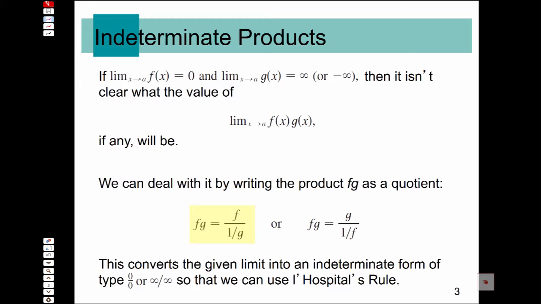In the first case, our indeterminate product turns into an indeterminate quotient of the type 0 over 0 because f approaches 0 as x goes to a, and 1 over g approaches 0 as x goes to a because g is getting larger and larger. Rewriting the product as we have in the second case, we have an indeterminate form of the type infinity over infinity because g is approaching infinity as x goes to a, and 1 over f is also approaching infinity as x goes to a because f is approaching 0, and so 1 over that quantity gets larger and larger. Once we've converted this indeterminate product into an indeterminate ratio of either of these two types, we can then apply L'Hopital's rule.